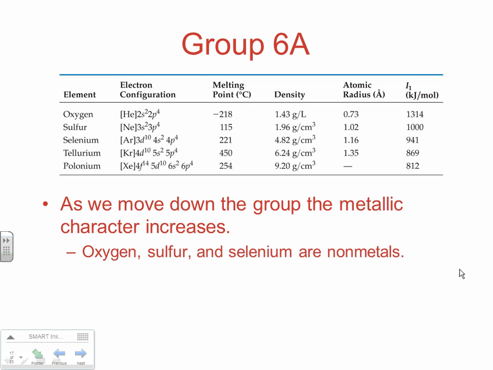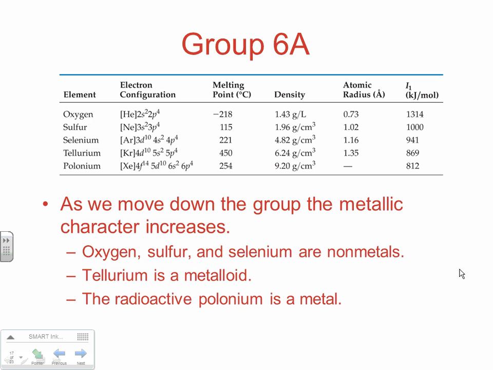Next group, we skip across a little bit here and we get to group 6A, which is the oxygen group. Now, as we move down the group, our metallic character increases. So oxygen and sulfur and selenium would be nonmetals. But as we move down, we start to get away from non-metallic character and we get into more metalloid or metallic character. So that makes this a unique group. Tellurium is actually a metalloid, and radioactive polonium, which would be at the bottom, would actually behave like a metal.